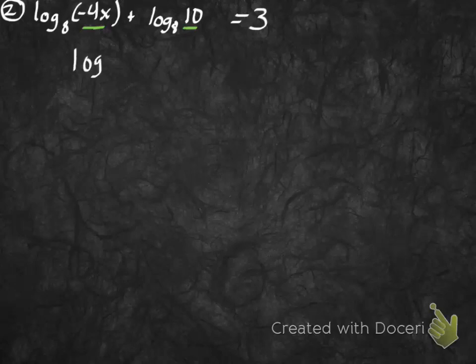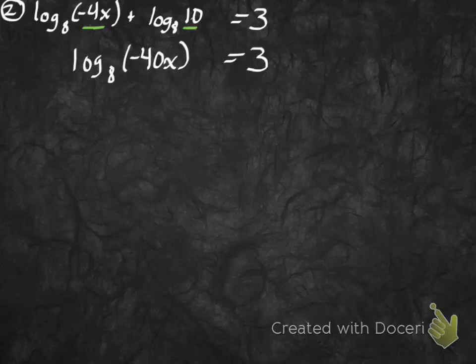So log base 8 of, if you want to do the math right now, it makes it easier. So negative 4 times 10 is? Negative 40 x. All I did was multiply those 2 things to create that negative 40. Now at this point, do I have only a single log? Since it's yes, then I need to use the fish to help me solve it.